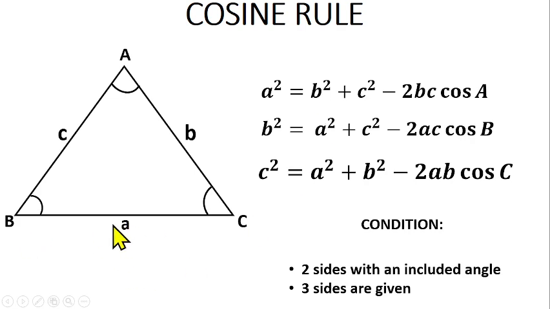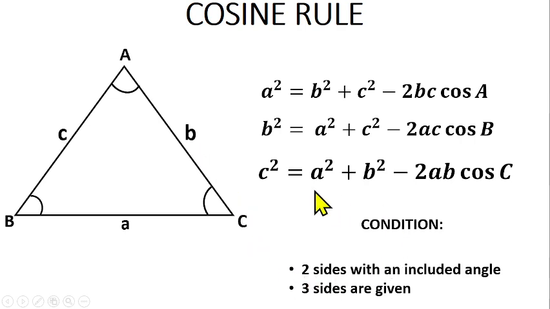That means I'll be looking for the side facing this angle. If I'm given this side and this side with an included angle, that means I'll be finding C. If I'm given this side and this side with an included angle, that means I can use it to find B.